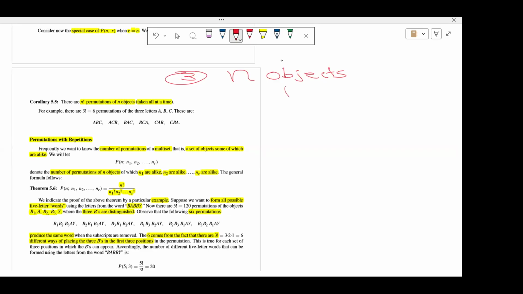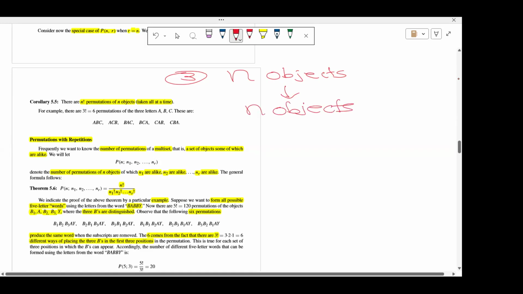In the previous example, from the n objects we utilize r number of objects, where r is less than n. That is the previous scenario. Now you have n objects and you need to use all n objects. Among these n objects, a few objects are the same objects.